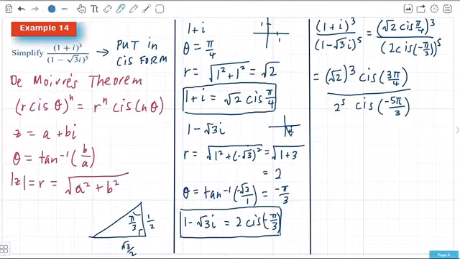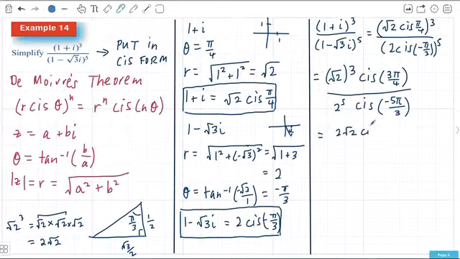Okay. With this one, I'll just do the working over here so you can see. Root 2 to the power of 3 is actually root 2 times root 2 times root 2. Root 2 times root 2 is 2. So the answer would be 2 root 2. Okay, so you've now got 2 root 2, cis 3 pi on 4, over.